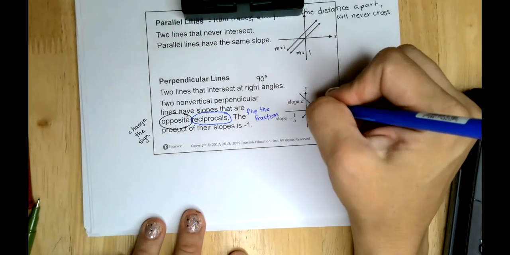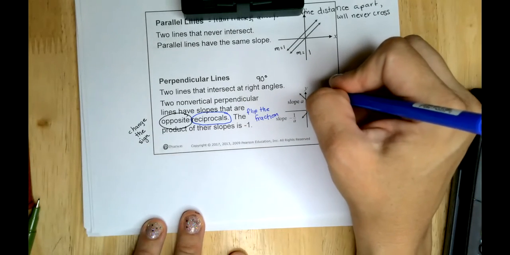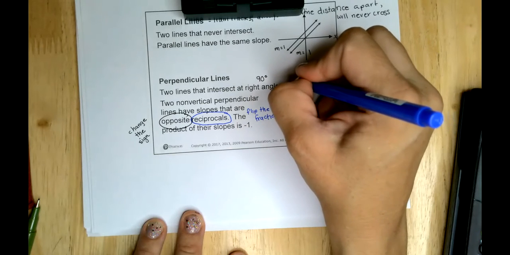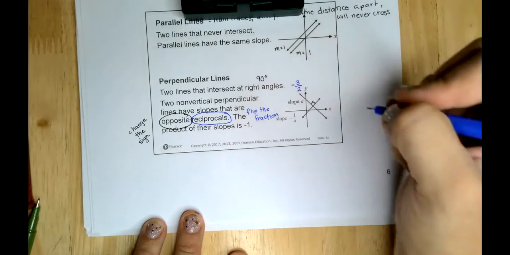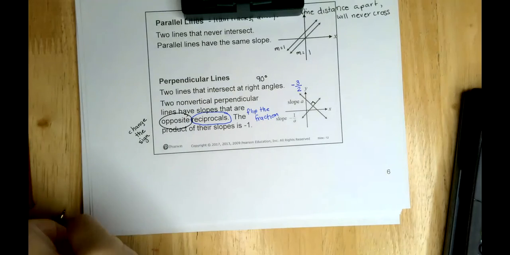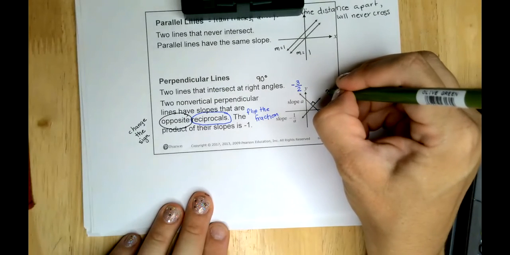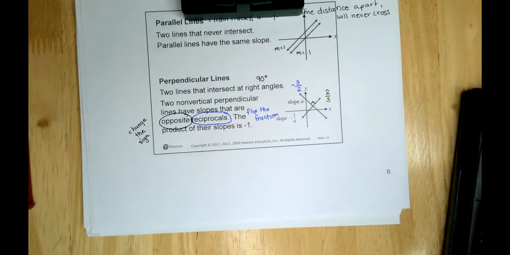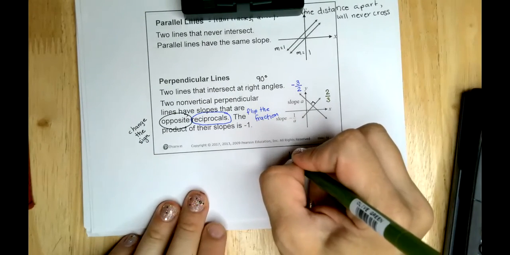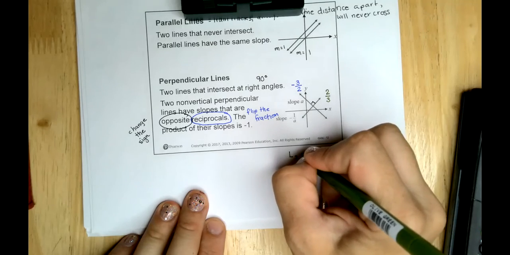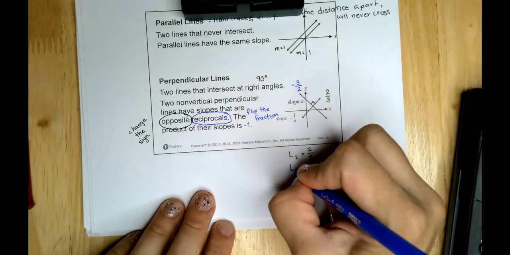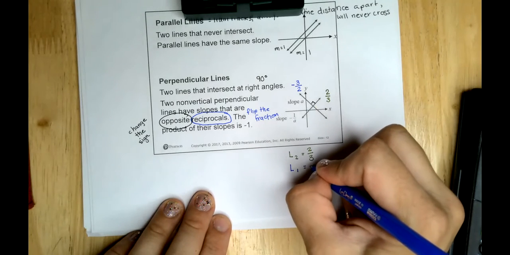So say this one looks like slope -3/2. To flip it, I'm going to say this one is +2/3. So I flip the fraction and I change the sign. Line 2 is 2/3, making line 1, if it is perpendicular to line 2, -3/2.